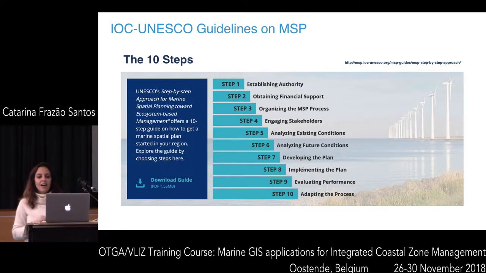And so the 10 steps of this guide are, first, establishing the need for marine spatial planning and authority. Then, obtaining financial support, and this is very important. Well, they all are. The third step is organizing the MSP process. This is one of the most complex steps, and we will go through each and one of these steps. Four, we need to engage stakeholders. Then we need to analyze existing conditions. Then we need to analyze future conditions, where we would like to be. Then we need to actually develop the plan, evaluate its performance and monitoring, and adapting the process.